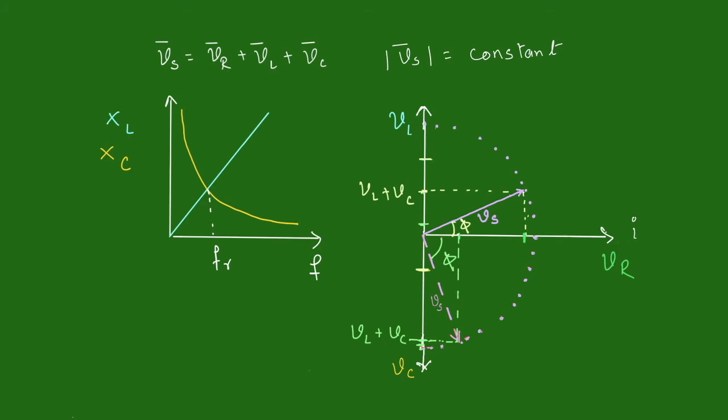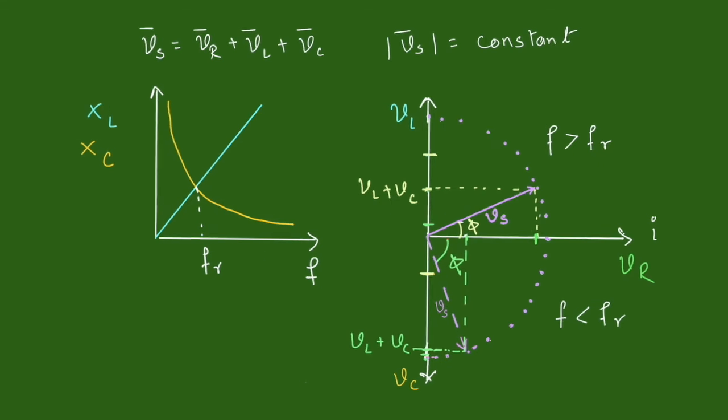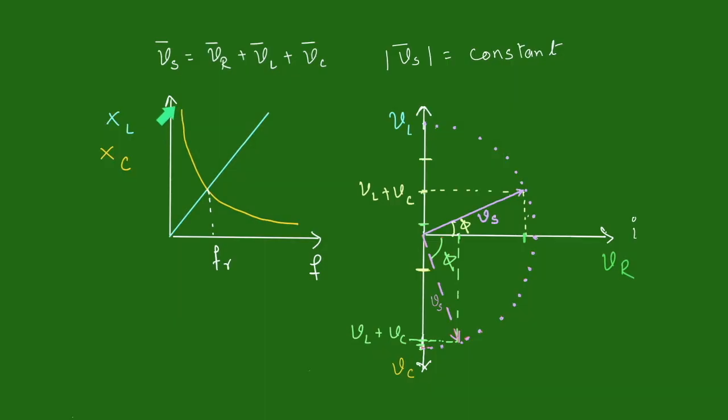What will happen if signal frequency is decreased below FR? When the frequency is decreased below FR, now XC will go on increasing and XL will go on decreasing. In this case, VL plus VC will take a value which will come along the axis of VC. That means now Vs will be along the part of the semicircle which is coming in this fourth quadrant, which shows that Vs is now lagging behind the current in this circuit.